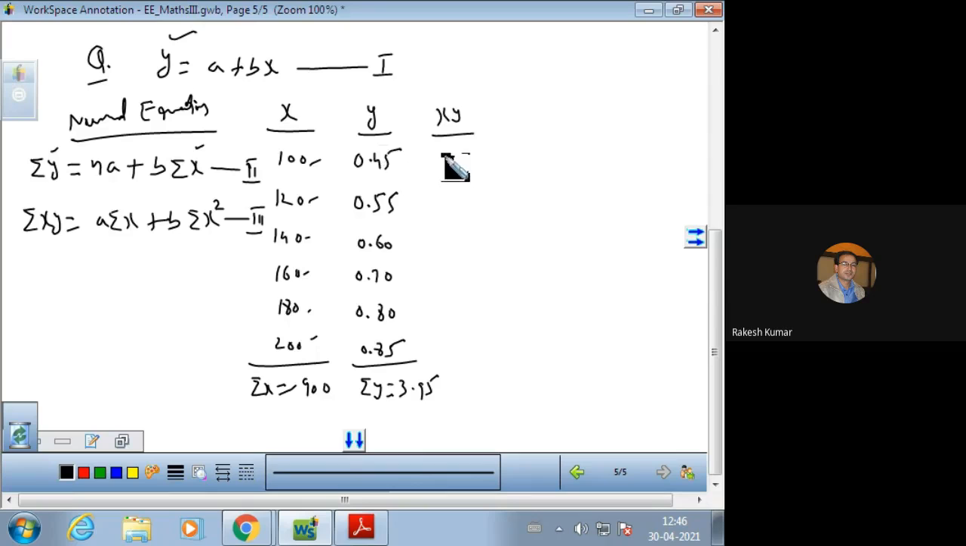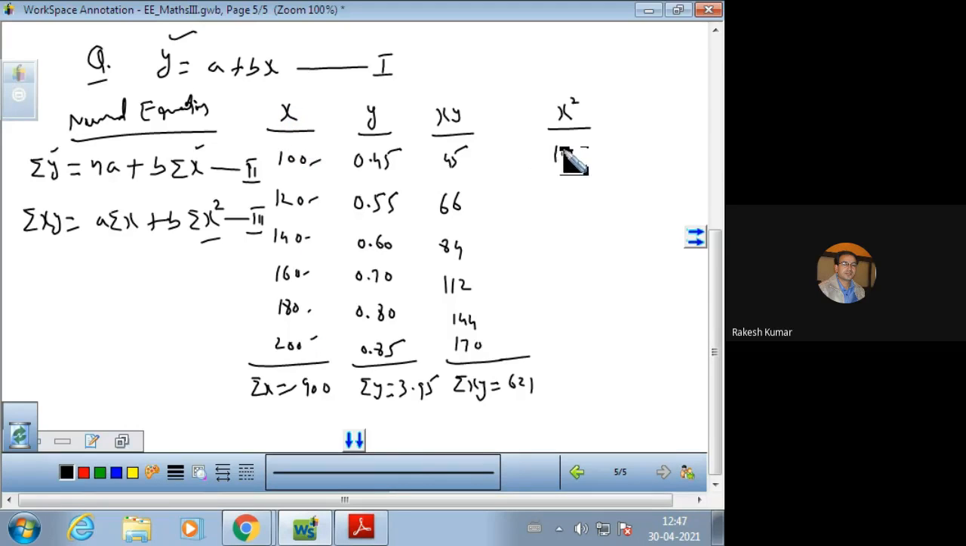So you will have 45, this is 66, this is 84, 112, 144, and 170. And your value of sigma xy comes out to be 621. Next we require x square, and x square means the square of the x terms.